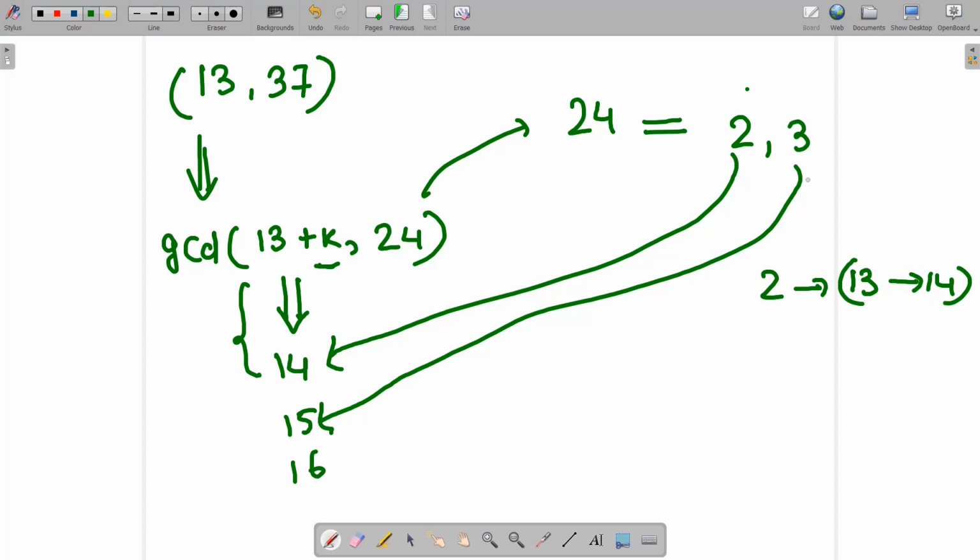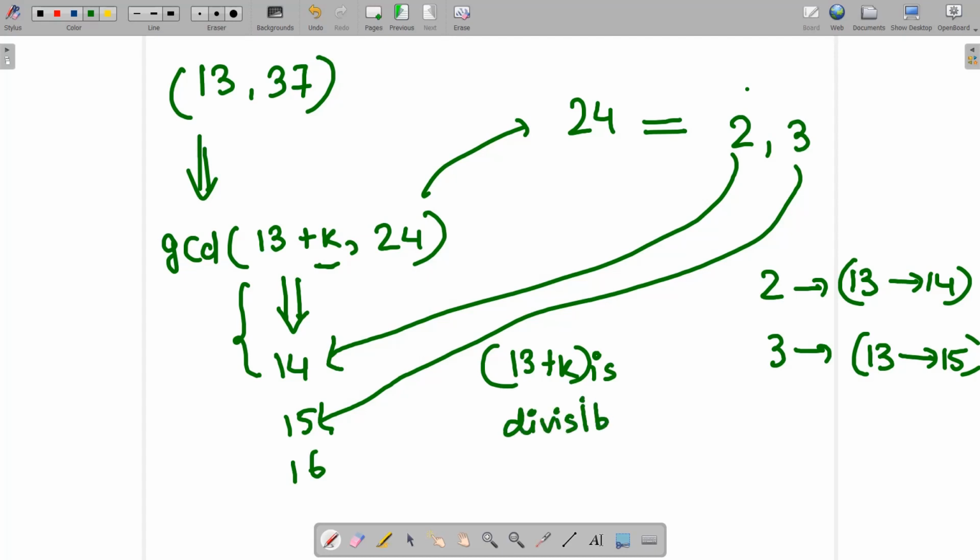At the value of 14, 2 is going to divide 13 plus k. So when you put the value of k as 1, you can see 2 is going to divide 13 plus k. For 3, you can see 13 is transformed to 15, and then 3 is going to divide 15. So you want to find the point at which 13 plus k is divisible by a prime factor. You want to find at which value of k this 13 plus k is going to be divisible by the prime factor p.